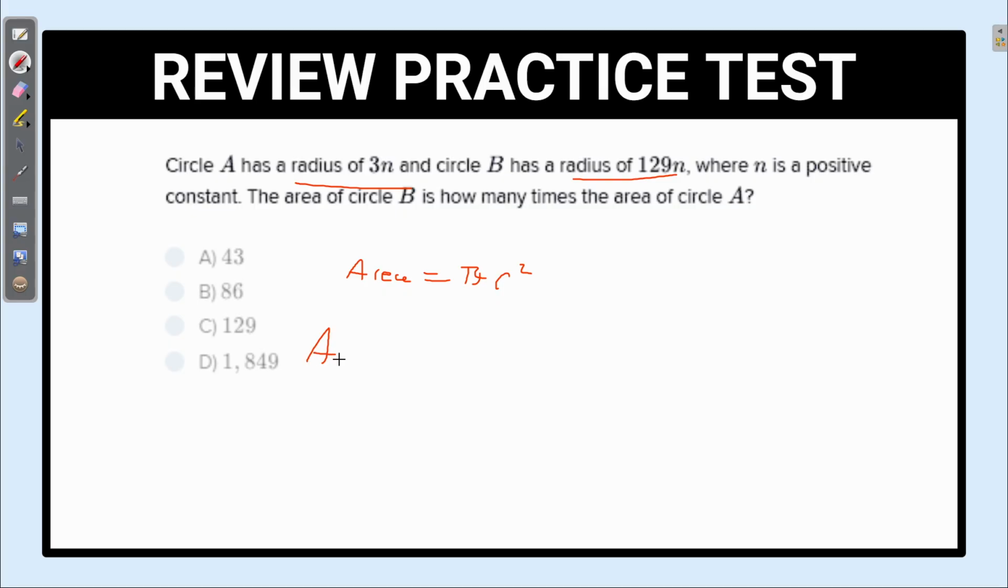So the area of B here is going to equal pi times 129n squared, and the area of A is going to equal pi times 3n squared. Now, to find how many times greater the area of circle B is, we're going to have to do the area of B over the area of A.